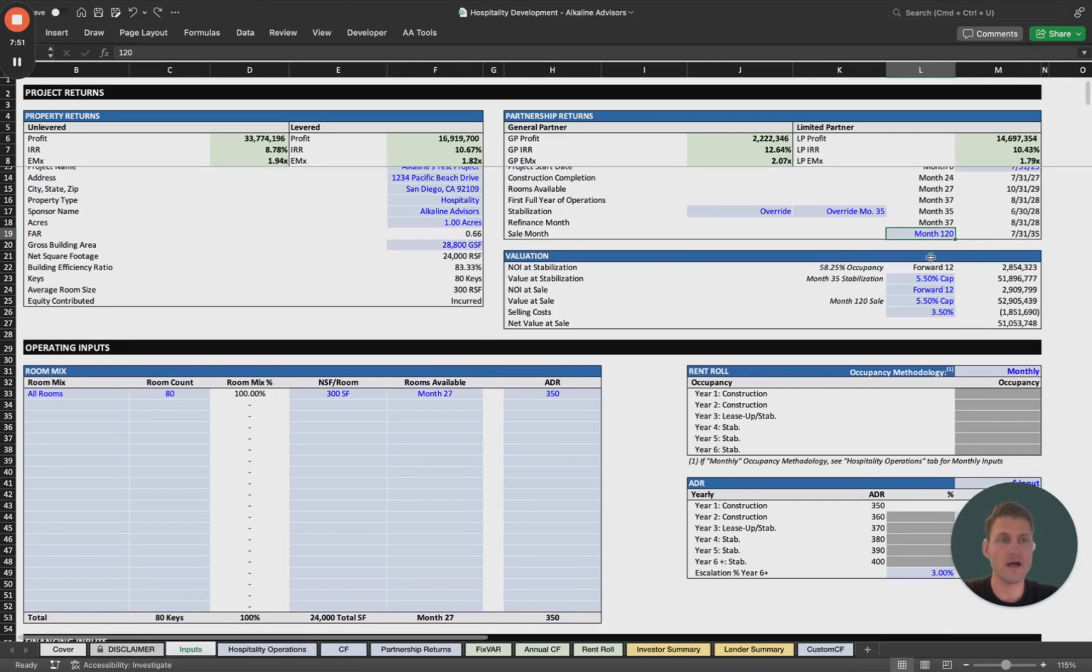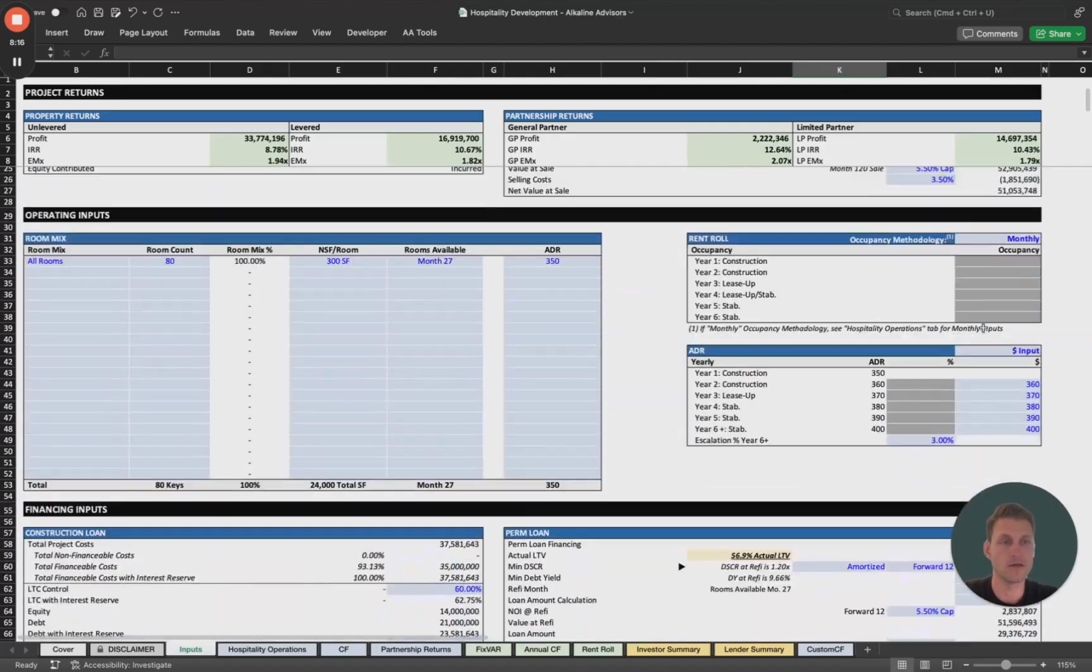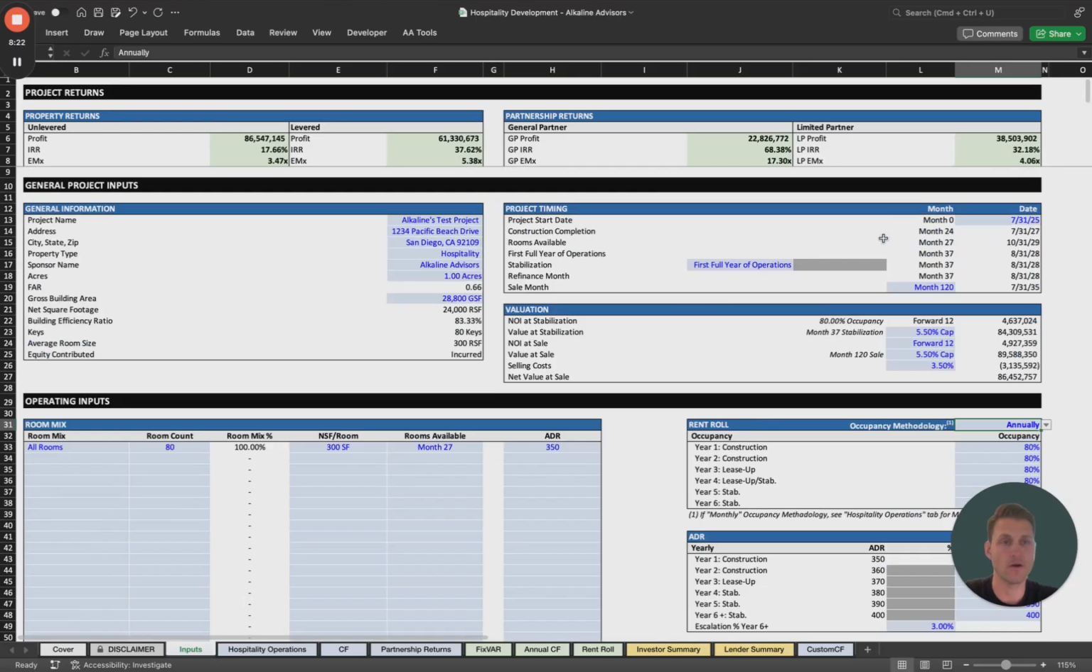And for valuation, we are able to choose the value at stabilization with a given cap rate. We're always assuming that we're taking the forward 12 NOI at stabilization. In this segment, let's do first full year of operations. There we go. And also, instead of monthly, let's make this annual for occupancy. Perfect. Okay, next value at stabilization, 5.5.